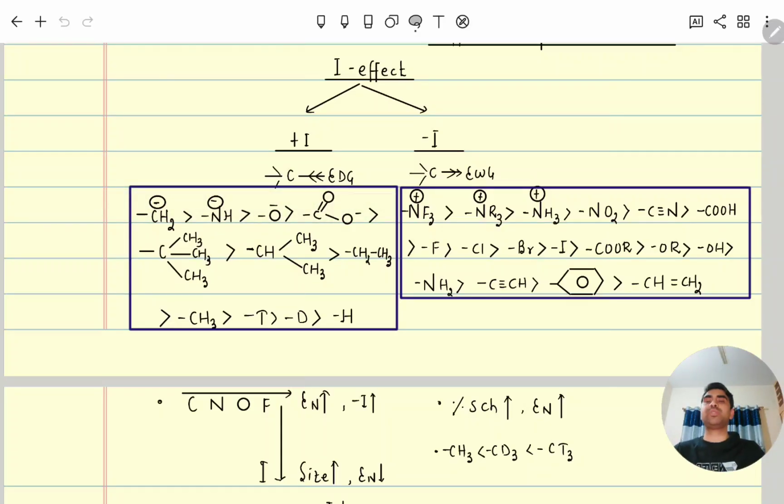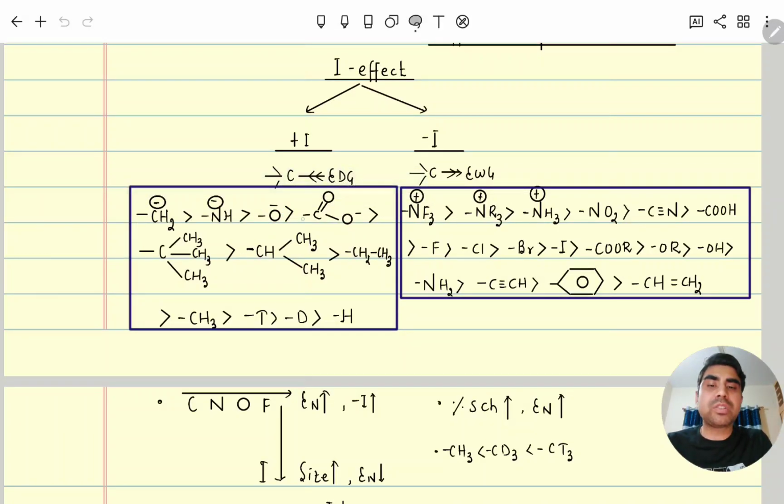Negative charge species are unstable. They want to diminish their negative charge, they want to decrease their negative charge. So they will give their negative charge to others. If it is connected to the chain, it will give electron density to that chain. Since carbon is less electronegative, its nucleophilicity or tendency to give is more as compared to nitrogen. Nitrogen is relatively less electronegative than oxygen, so it can give more electron density.